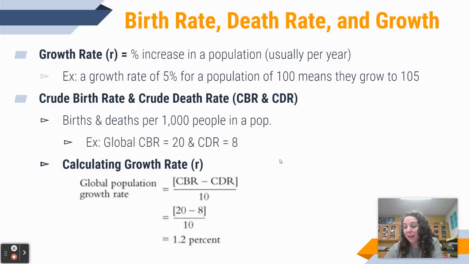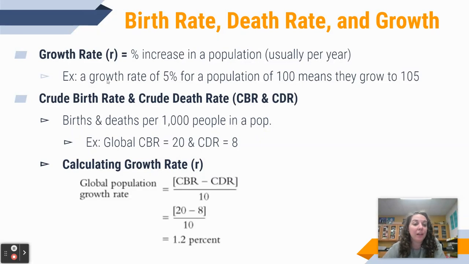So here's our first math, okay? Our growth rate, which is just a little r, is a percent, and it's always a percent, increase in a population, typically per year. So as an example here, if our growth rate is 5% and we have a population of 100, that means in 1 year the population will grow to 105.